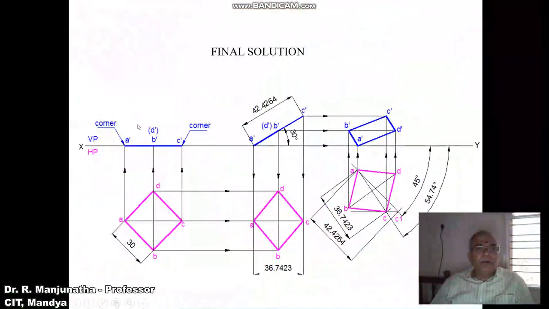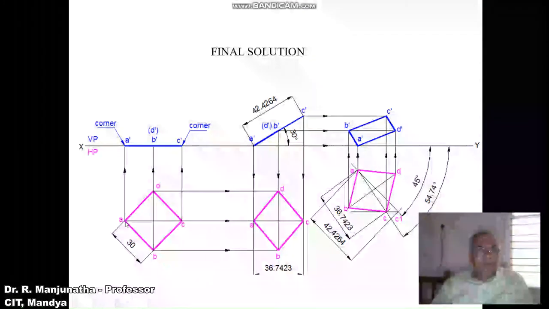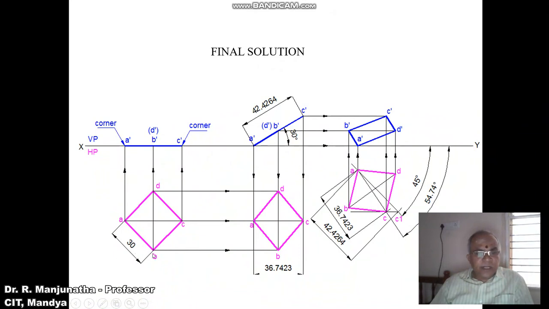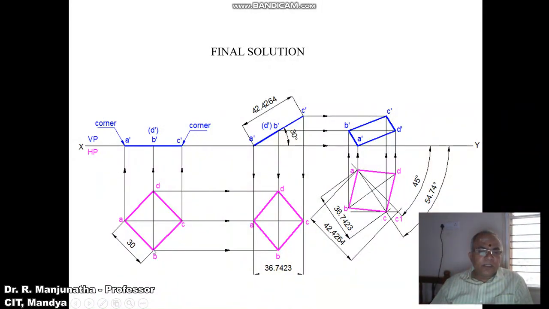First we draw the XY line, and you mark VP and HP as shown. First we consider any point, and you mark this point as B. With respect to the horizontal line, you measure an angle of 45 degrees on either side, and then draw an inclined line passing through the point B, also on the right side. Using the compass with B as center, taking the radius of 30, cut an arc on this line and also on this line, and you are going to get these points A and C.